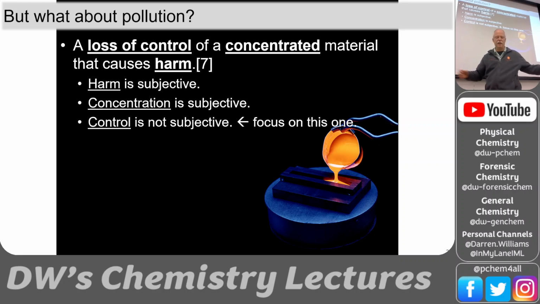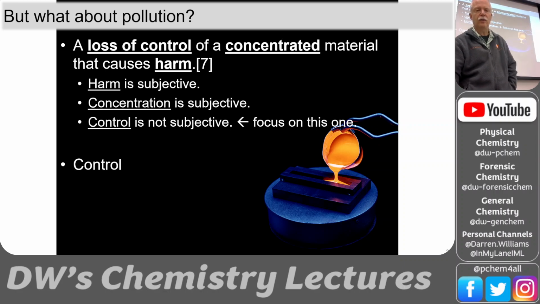So that arsenic example, if we were to precipitate that arsenic out, filter it, set it aside, we have control of it, it's no longer pollution. It may still be a concentrated substance. It may cause harm if you ate it, but you've got control of it. You're not going to let people eat it. Okay, so this control idea is what we focus on.